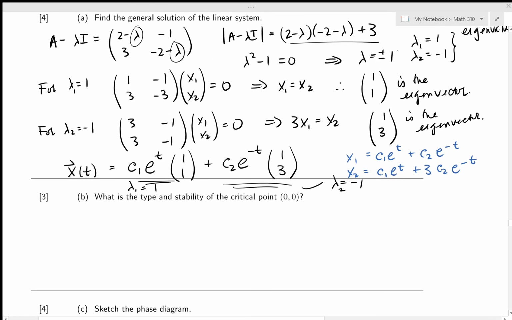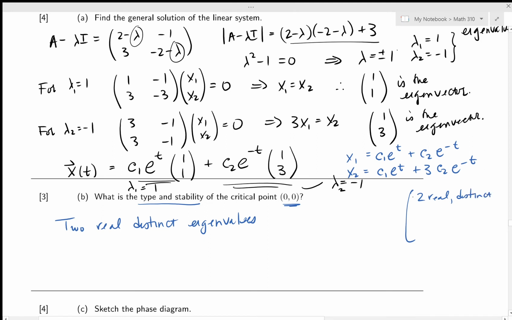Now we're asking what is the type and stability of the critical point. So all the ones that are homogeneous with constant coefficients have a critical point at 0, 0, and then the type and stability are determined by the eigenvalues. So here, what do we have? We have two real distinct eigenvalues. There's 3 possibilities. We could have 2 real distinct. That's the case we're in.